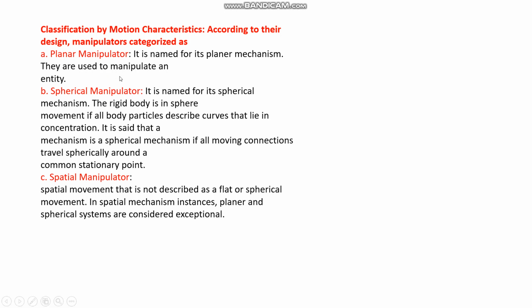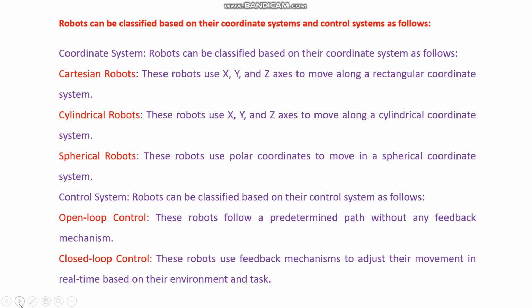Sometimes it will make a planar manipulator, spherical, then spiral. Planar means it will be like a linear. This will be like a spherical, something which is not covered. Some movement we are not linear, not rotary. This comes under another third category.